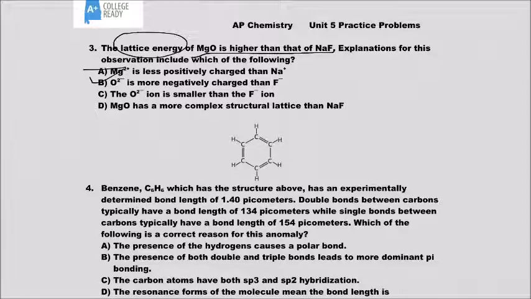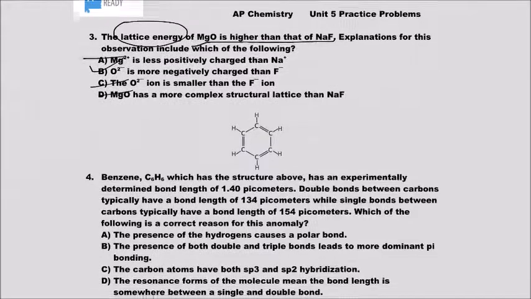And then D, MgO has a more complex structural lattice than NaF. Well, there's still a 1-to-1 ion ratio, and that really doesn't matter. So we do definitely want to pick B there.